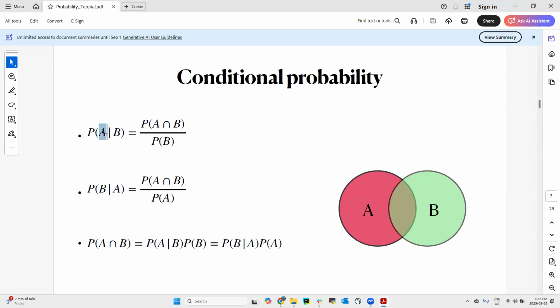So, the name that we call this is that we call B the evidence or the observation. Basically, we condition A on observing B, and that is going to be equal to the probability of seeing both of them at the same time, divided by the probability of seeing the evidence, basically.